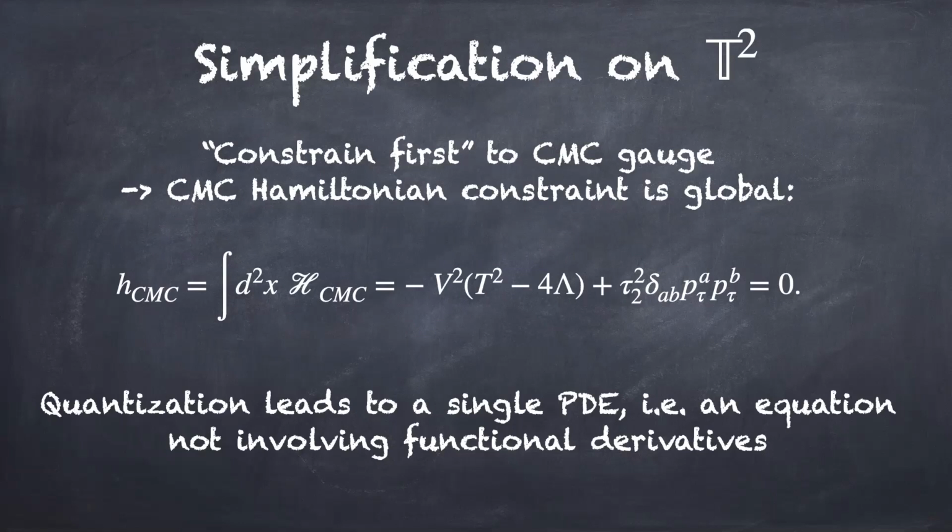And you'll note that quantization will give us just a single partial differential equation. The momenta with respect to tau become derivatives with respect to tau, and T would become a derivative with respect to V. So that reduces to an equation which no longer involves functional derivatives. It trades them for partial derivatives, but in particular is not a mini superspace approximation of the functional derivative formulation of the problem.